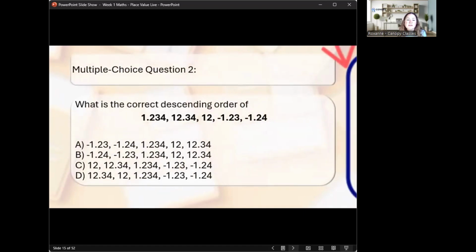So, another multiple choice question. I'm going to give you another 10 seconds to see if you can work the answers out on this.